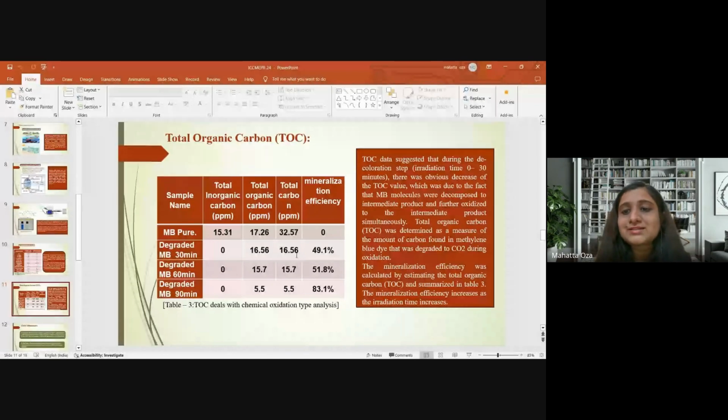So, these TOC data suggested that during the decolorization step, there was an obvious decrease of TOC values, which was due to the fact that MB molecules were decomposed to intermediate products and further oxidized simultaneously. The mineralization efficiency was also calculated by estimating the TOC data, and the mineralization efficiency increases as the irradiation time increases, which is very good, and we got very good mineralization efficiency for the degraded MB solution at 90 minutes.